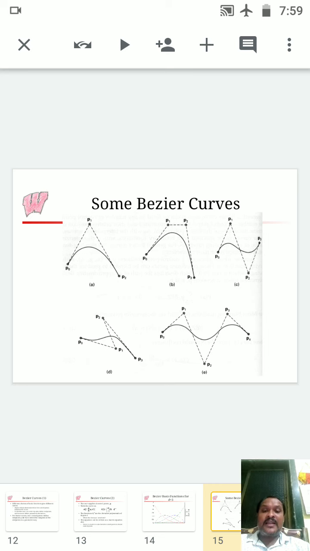This is the next kind of example of the Bezier curve. So this is a simple thing. We can draw the Bezier curve with different control points.